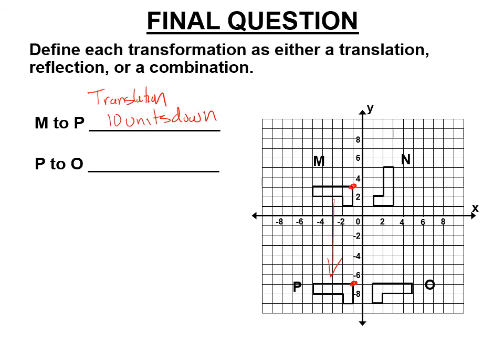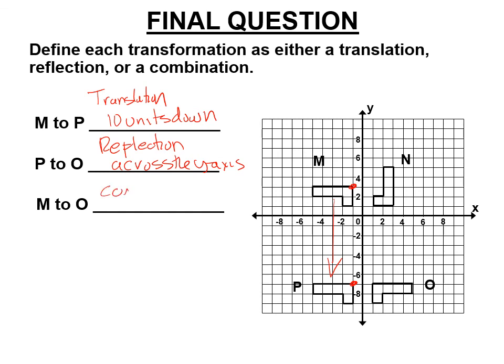P to O is clearly a reflection, but you should always say what you're reflecting across. Reflection across the y-axis. We flipped it like a pancake over the y-axis. M to O is literally a combination of the above. I made this one very easy. I translated M to P, and then P to O. Now on the test you will write it out, but that is what it is. It's a combination of the two above.